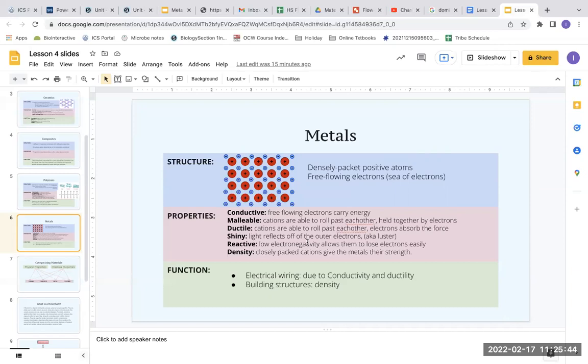It's quite shiny because when you shine light on it, the electrons that are jumping around reflect the light. It's also quite reactive because they always want to lose one or two of their electrons, so it can react just sitting there in the air, reacting with oxygen and producing rust. Function: because of the conductivity of heat and electricity, we use it to make wires, and we use it to make our pots and pans.